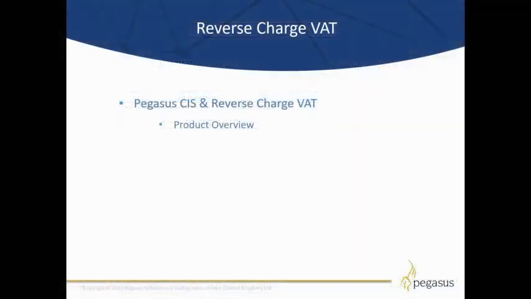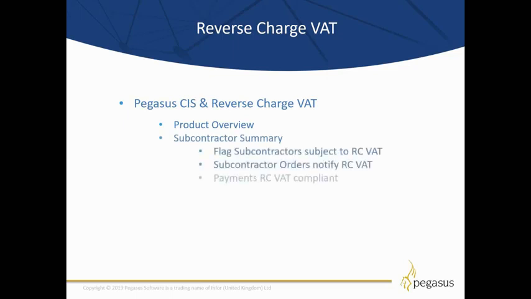Let me just summarise what we've just seen in the subcontractors module. This version of Pegasus CIS allows us to mark subcontractors as being subject to reverse charge VAT. We can do this on the subcontractor record, or we can assign this on an individual subcontractor order. And when we print that order, it states that the contract is subject to reverse charge VAT as required by these new regulations. As we also saw, when we pay the subcontractor, that payment is made withholding the VAT, and equally the VAT return to HMRC will therefore have the correct figures. So the subcontractors module is compliant with these new rules.